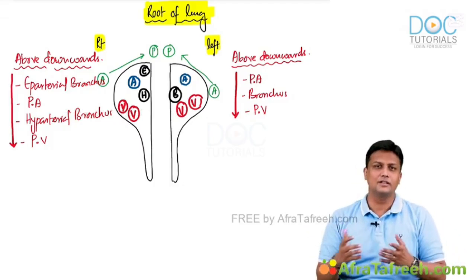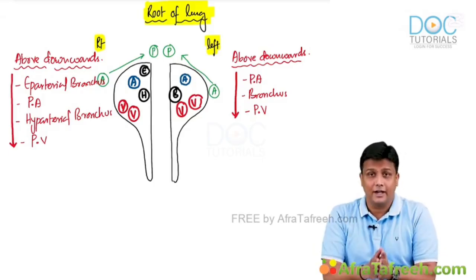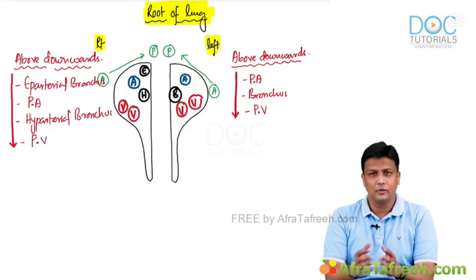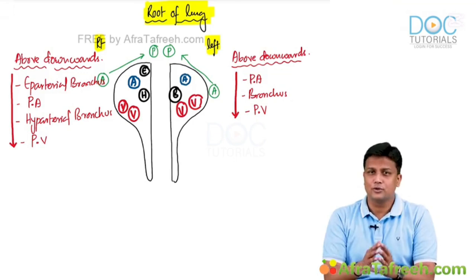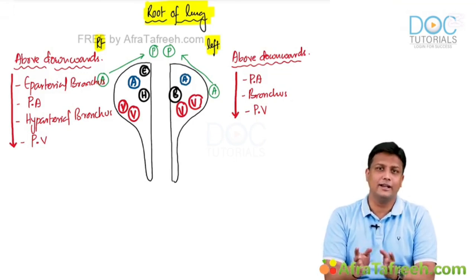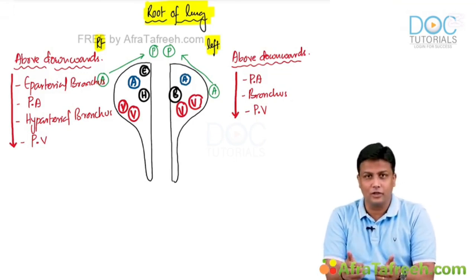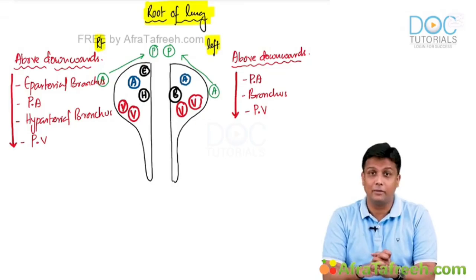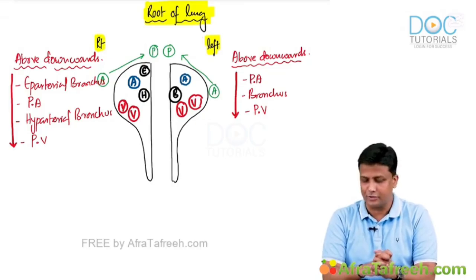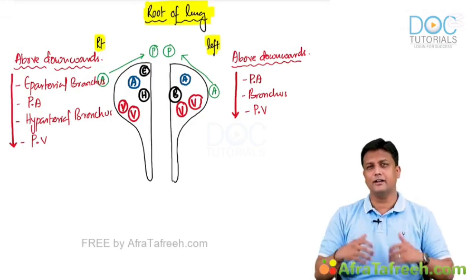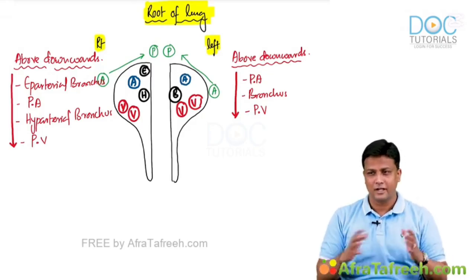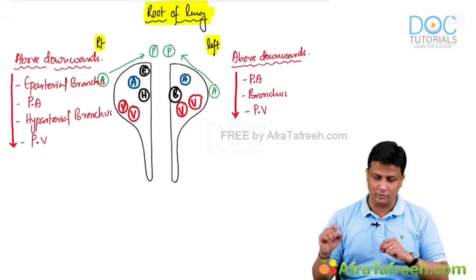So, in this way they will ask you, or otherwise nowadays in the INI CET exam, they have started with the latest trend questions, and in those questions they are even asking you about the sequential arrangement of the structures. They might give you all the structures and ask you to arrange them in the sequence of above downwards. These kinds of questions are possible in this topic, and you have to be very careful. Don't directly jump into the root of the lung and study. Try to make a proper concept starting from the tracheobronchial tree.